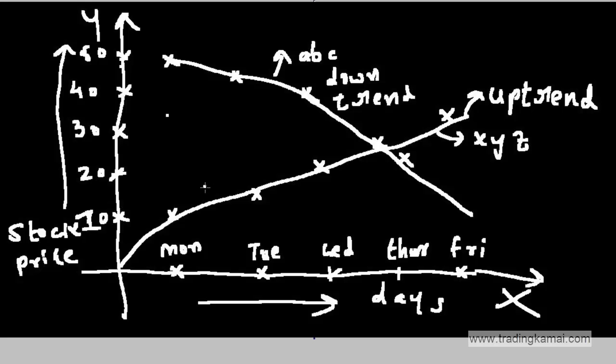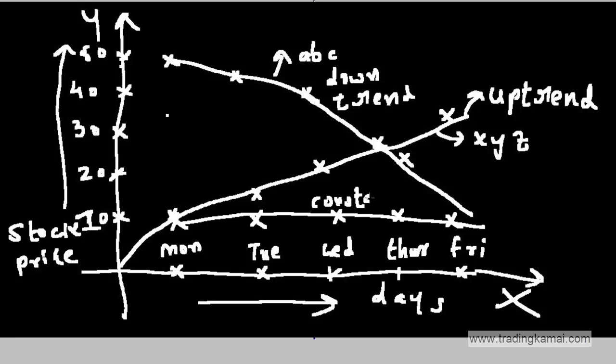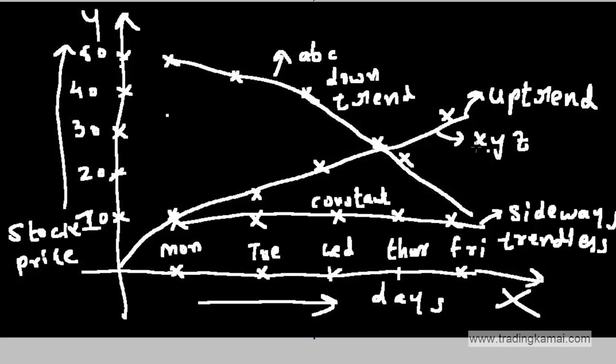Now let's say there is one more stock called PQR. On Monday, the value of PQR was 10. On Tuesday, the value of PQR was again 10. Wednesday 10, Thursday 10, Friday 10. If we plot this graph, in other words, this value is constant throughout the weekdays. So this type of trend is called sideways or trendless. So in other words, there are three kinds of trends in the stock market: uptrend, downtrend, and trendless.